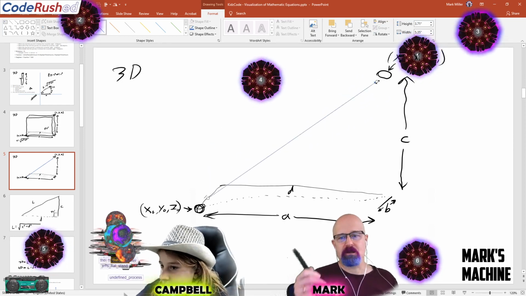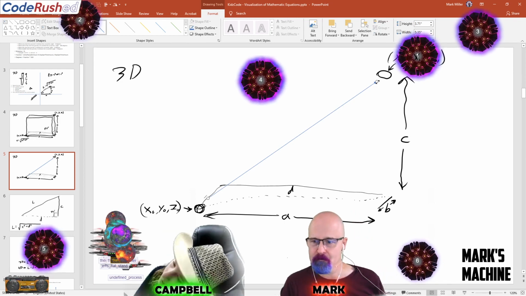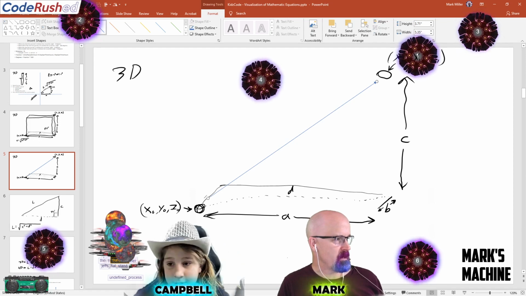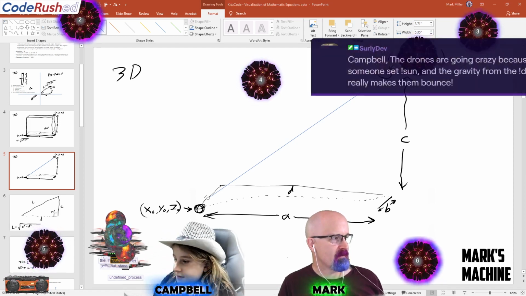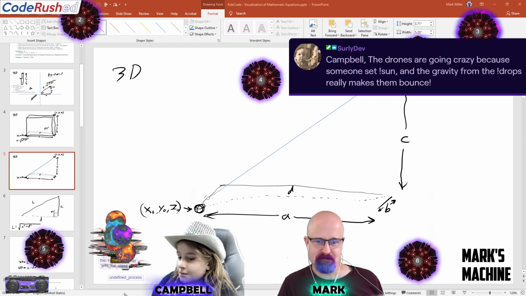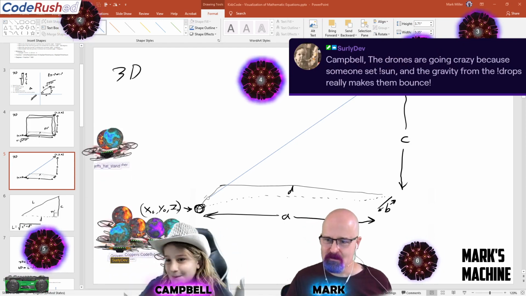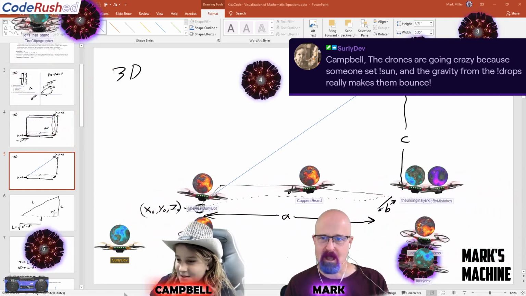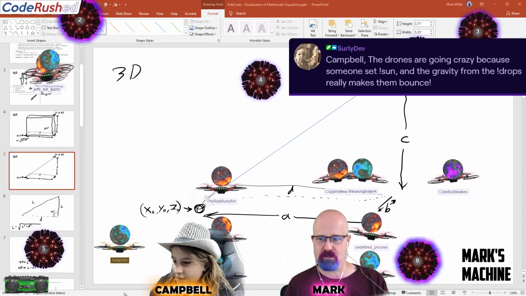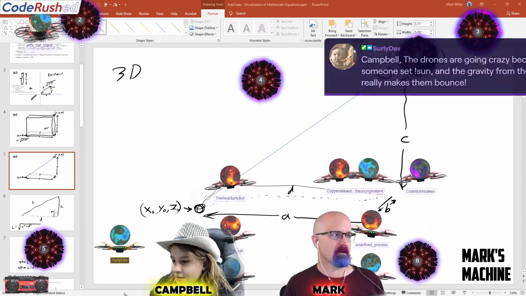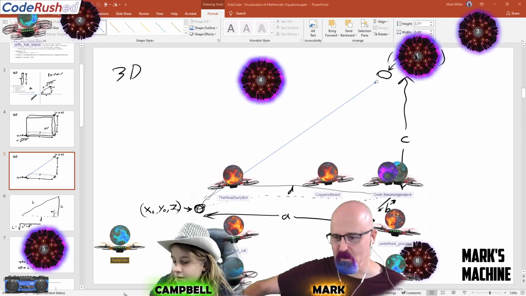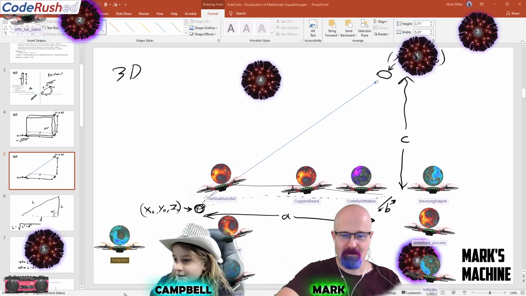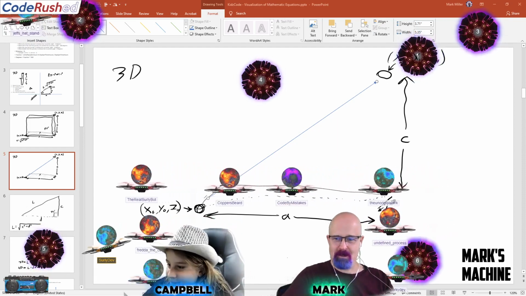But if we want to find the direction it's going in, Soledad says, Campbell, the drones are going crazy because someone set sun and the gravity from the drops makes them bounce. I don't know if you know this or not, but on my show you can type in like Pluto, bang Pluto, and then it gives it a certain gravity. Now everything is going to go much slower, for example, or bang Earth or something like that. That's what's going on. Well, whoever that someone is, I don't know who that is, Sterling. It's a real mystery. I don't know who that someone is.